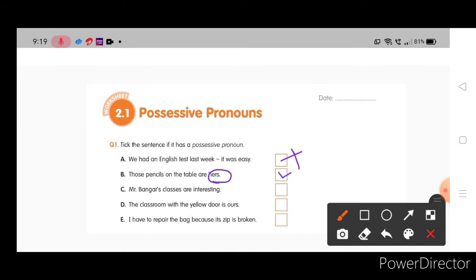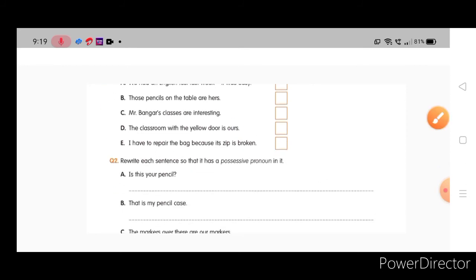Mr. Bangar's classes are interesting. No. The classroom with the yellow door is ours. This is yes. I have to repair the bag because its zip is broken. This you think and write down. Okay. Now let us see the next question.